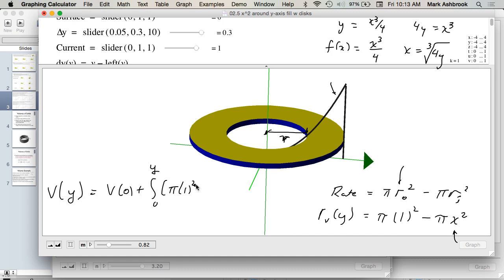I'll write it just for minus pi times. So it's x squared, but in terms of y. So I need this thing squared. The cube root of 4y. These are t's. That's a t. Thank you. Yes, need a t. So now t stands for the value of y between 0 and the current value of y, right? So but then that thing's squared.